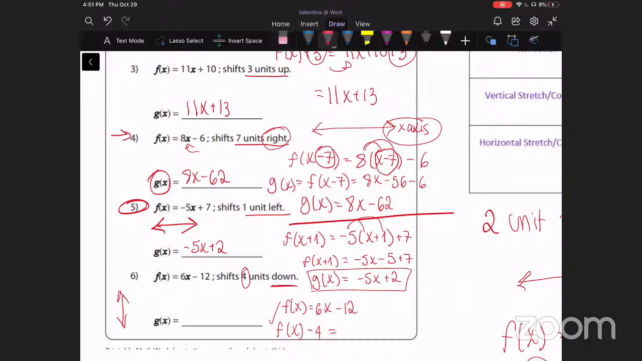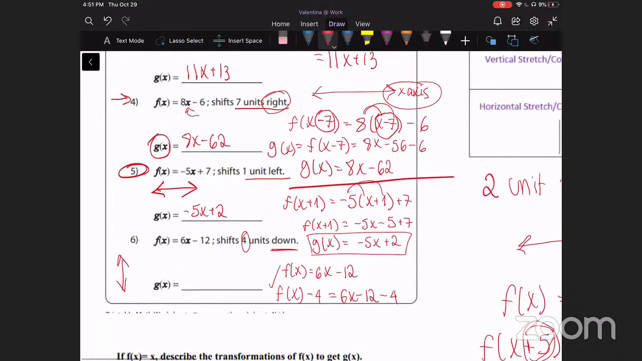Okay, awesome. So you keep on doing this. So then you would do that to both sides, right? Yeah, minus 4. Yep, that's perfect. You get g of x equals 6x minus 16. Right, that's correct.